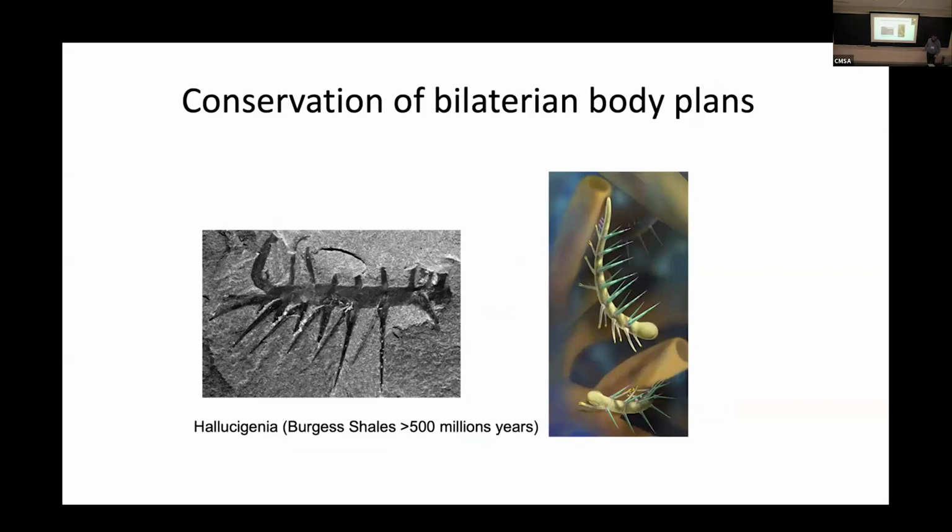So this can be traced back very early, to the Cambrian explosion. We already have, for instance, in the Burgess Shale, which is more than 500 million years old, fossils which have this kind of organization, as shown for this creature called Hallucigenia, which exhibits all the particular organizational features that I described.